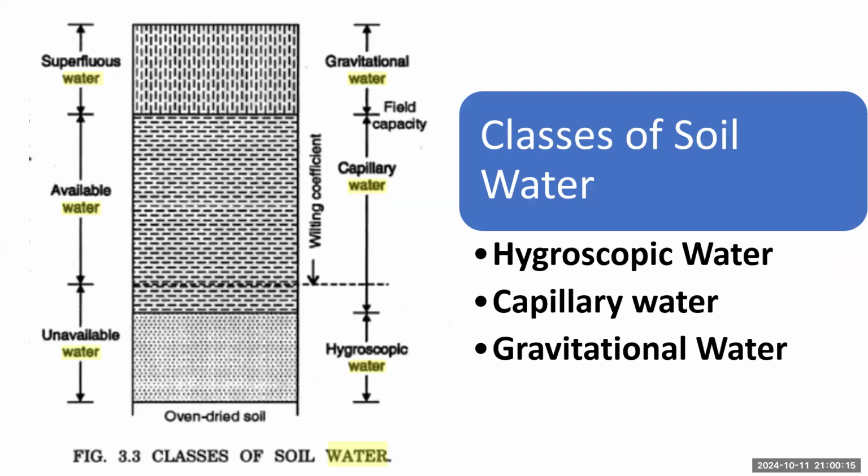So this is the sketch which shows these three classes of soil water: gravitational water, then there is the capillary water, and then hygroscopic water. So hygroscopic water is a very small amount of moisture content. Capillary water is water which is actually available for the plants, which is actually used by the plants. And gravitational water is a superfluous water which flows out from the system.